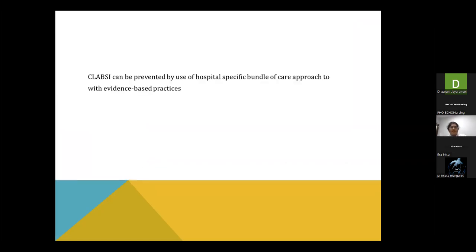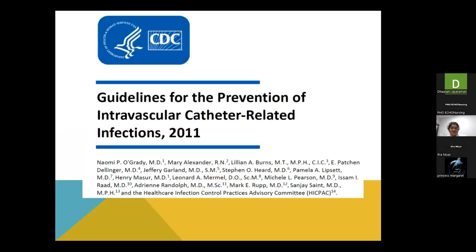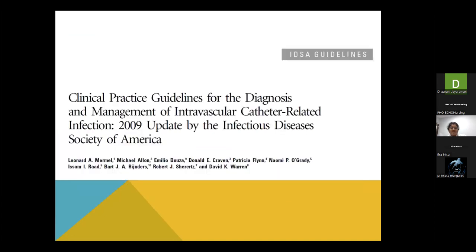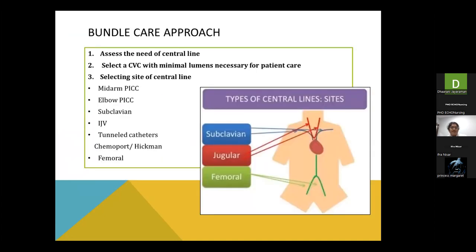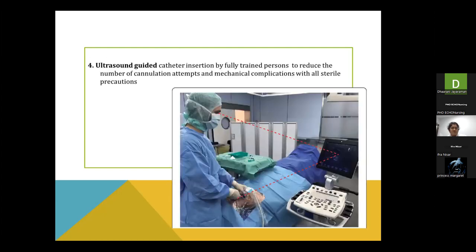CLABSI can be prevented by use of a hospital-specific bundle of care approach with evidence-based practice, guidance for the prevention of intravascular catheter-related infection from CDC and IDSA. Bundle care approach: assess the need for the central line. Select the CVC with minimal lumens necessary for patient care. Selecting site of central line: mid-arm PICC, elbow PICC, and subclavian, IJV, tunnel catheters, hemoport, Hickman, and femoral.